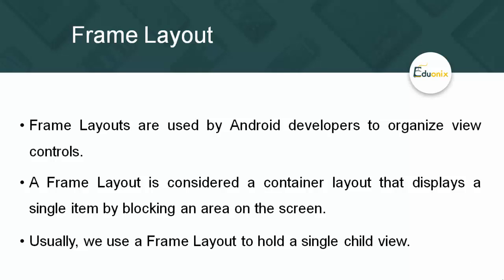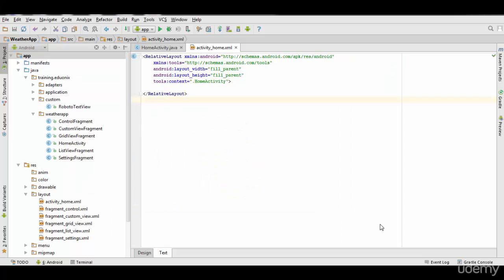A child view within a frame layout is always drawn relative to the top left corner of the screen. We can use the frame layout if we want to overlap different views. On the next screen, we will learn how to create a frame layout.